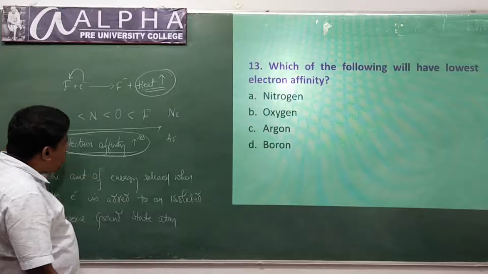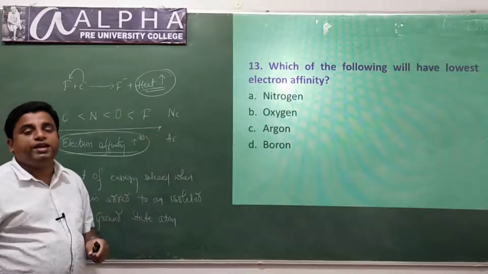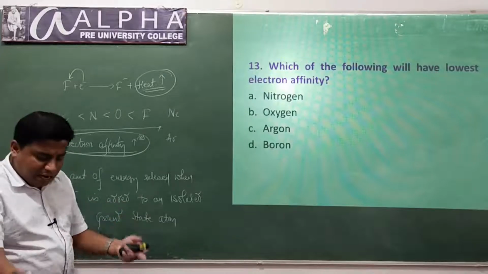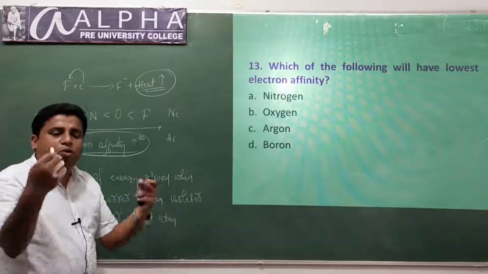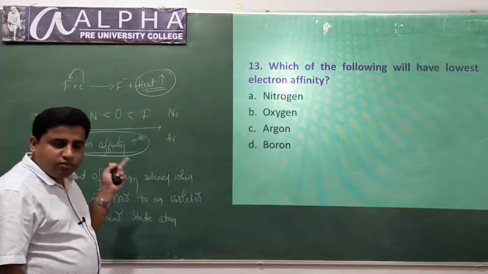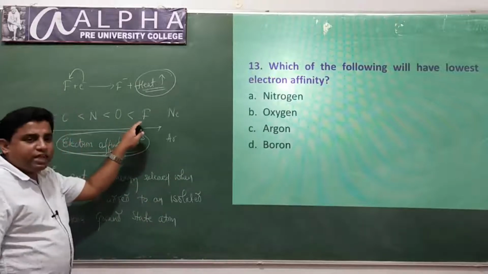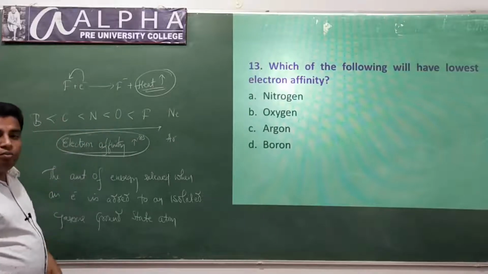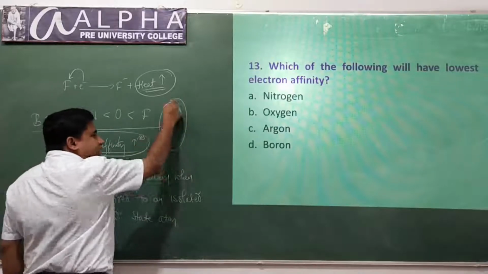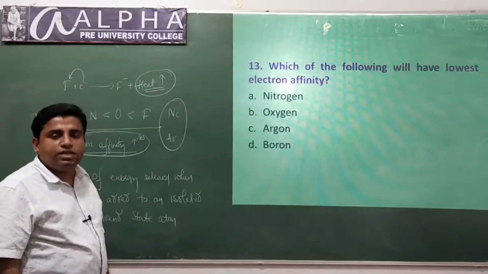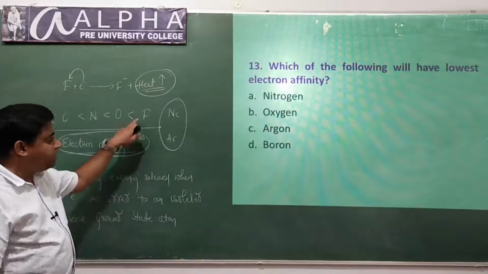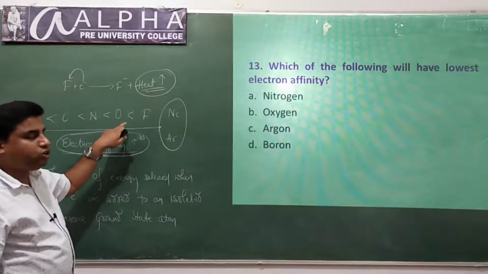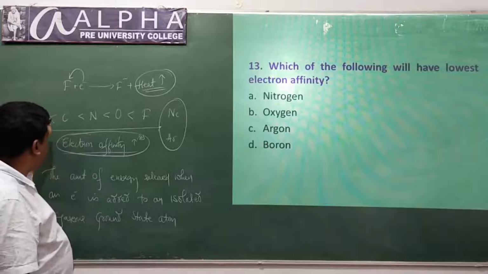As we go along the period, electron affinity increases. That means more amount of energy is released as we go along the period. So fluorine has more electron gain enthalpy than oxygen, and then nitrogen, then carbon, then boron. How about noble gases then? I am not talking about noble gases here. Fluorine has more electron affinity than oxygen, oxygen more than nitrogen, then carbon, then boron.